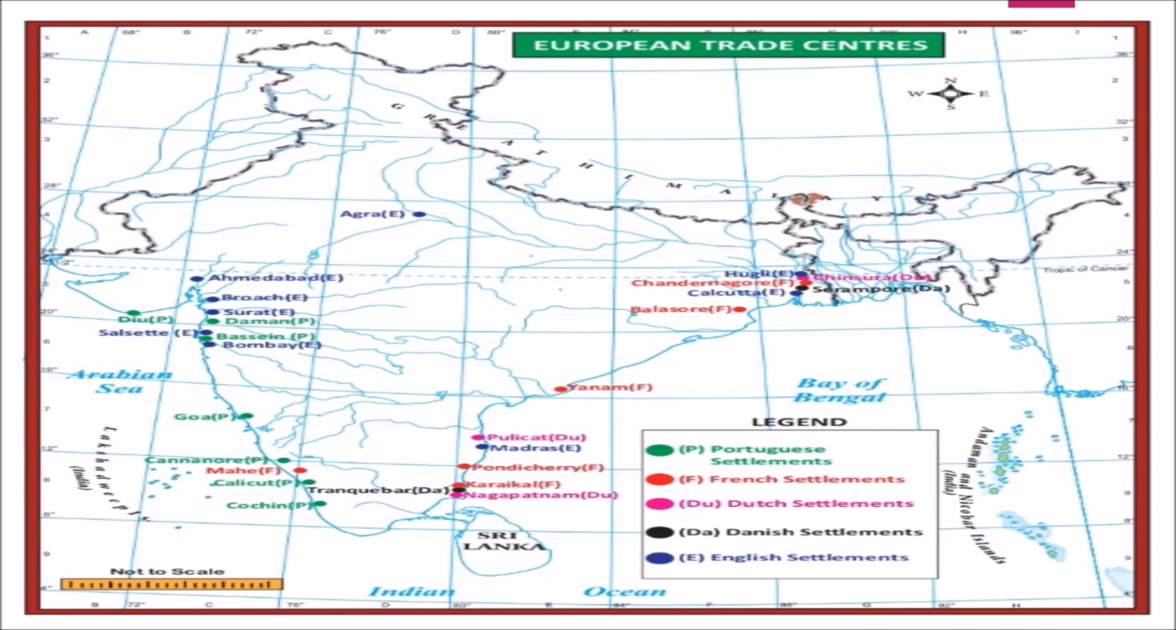Dark pink color represents Dutch settlements like Chinsura, Pulicat and Nagapattinam. Black color represents Danish settlements like Serampore, Sri Lanka and Tranquebar. Dark blue color represents English settlements like Hooghly, Calcutta, Madras, Agra, Ahmedabad, Broach, Salsette and Bombay.